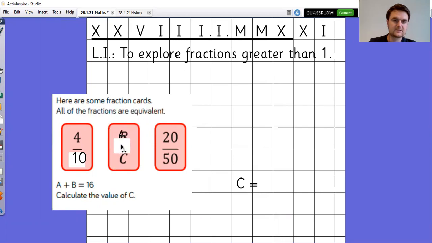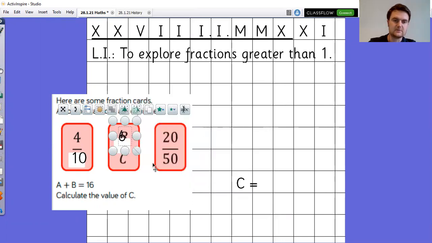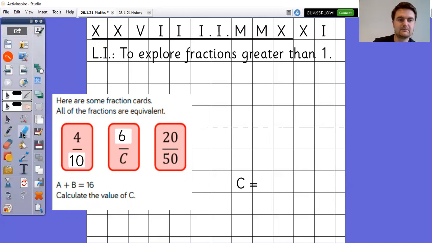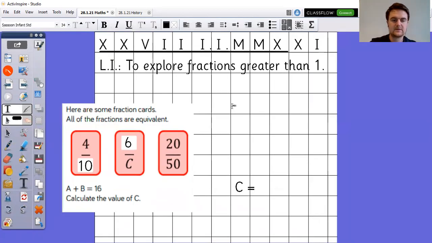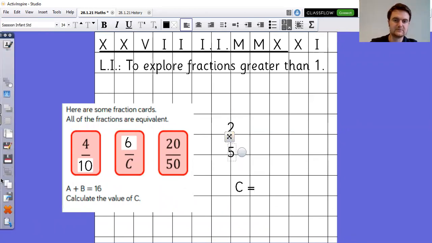Now, we do have a slight problem because 6 doesn't very easily change into 20 or into 4. It might be that I could multiply by halves and things like that. But what I could also do is, if I look at 4 over 10, I can simplify that because I can divide both of those by 2. So 4 over 10 is the same as 2 over 5. So that's another equivalent fraction.